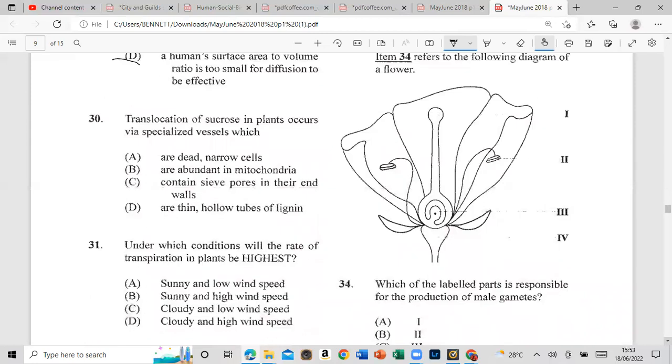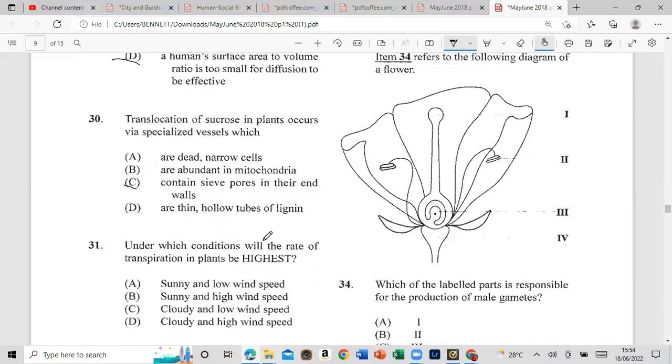All right, let's move on to number 30. Translocation of sucrose in plants occurs by a specialized vessel, which A, are dead narrow cells, B, are abundant in mitochondria, C, contain sieve pores in their end wall, D, are thin hollow tubes of lignin. Interesting. It contains sieve pores in their end wall. So that would be C.